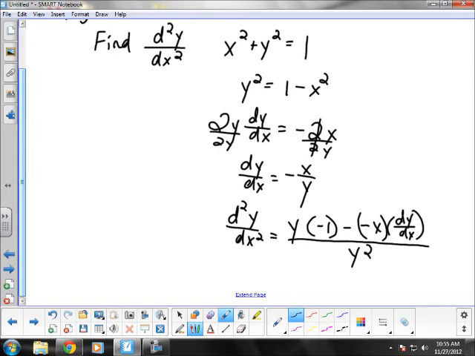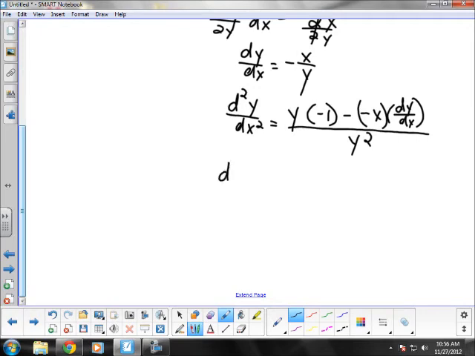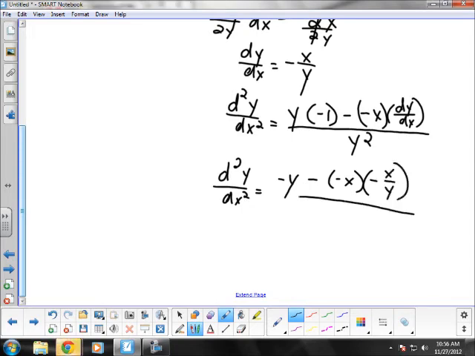Okay, well now hang on a minute. I can't leave dy dx in it. Nope, because I don't have to. I know what dy dx is equal to, right? Yeah, that's right. So the second derivative of y with respect to x twice is negative y minus negative x times dy dx, which is negative x over y squared.